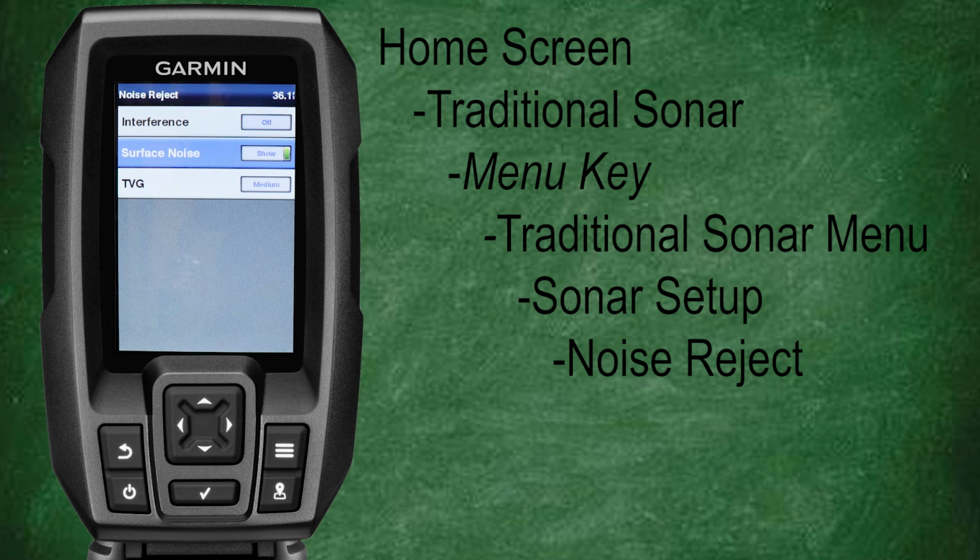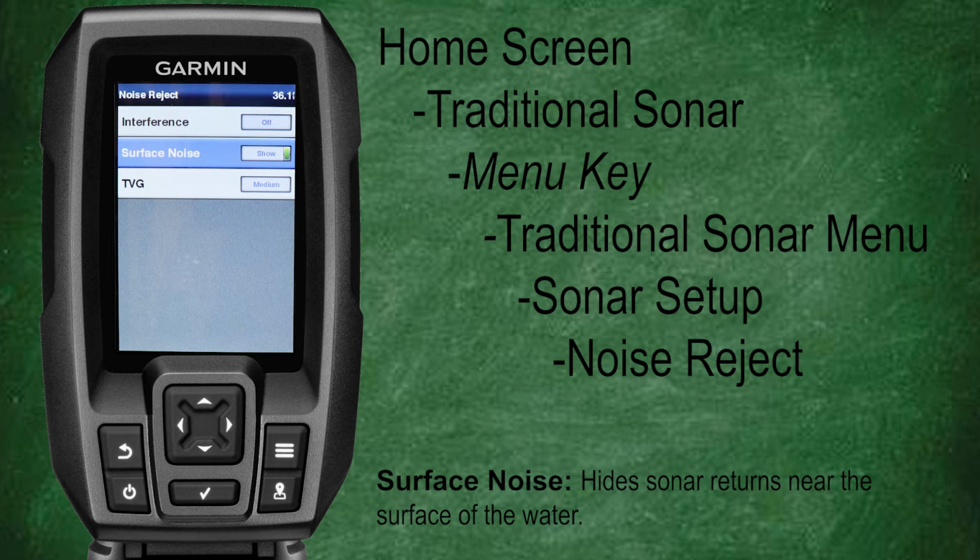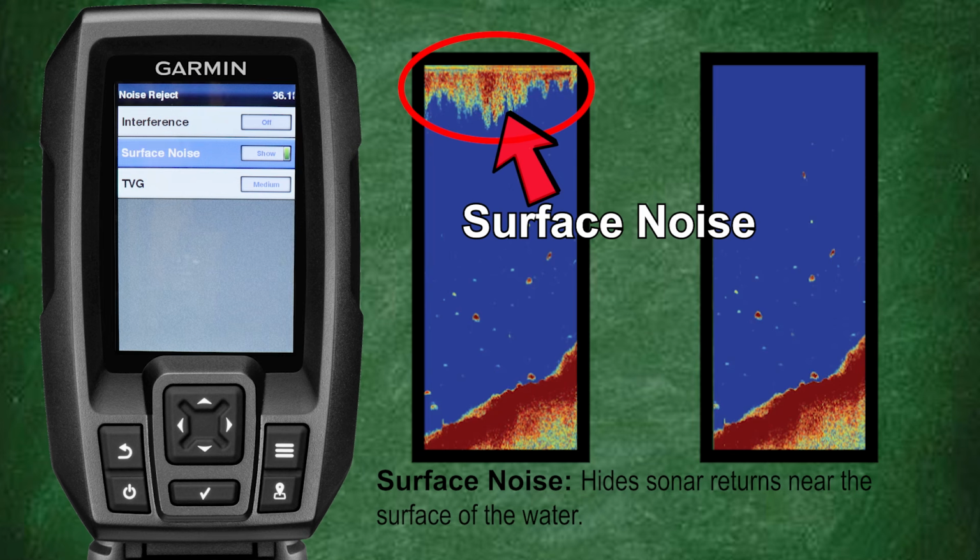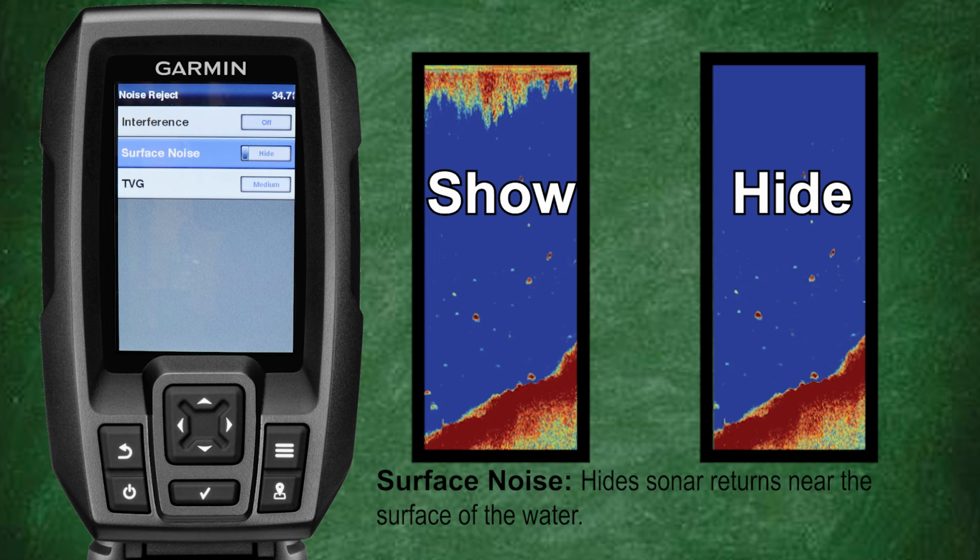Let's go back to our noise reject menu and select surface noise. Here you have the option to show or hide surface noise. Surface noise is caused by the interference between the transducer and water. You can select hide for surface noise to help reduce this clutter.